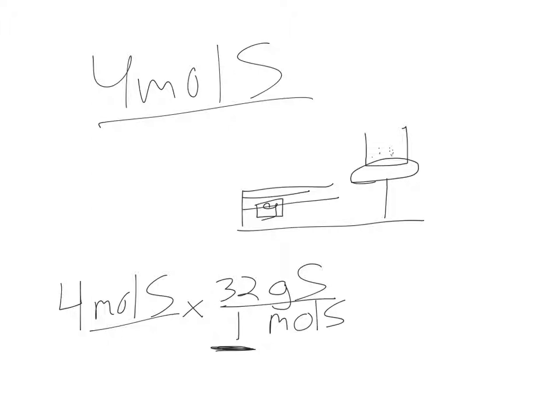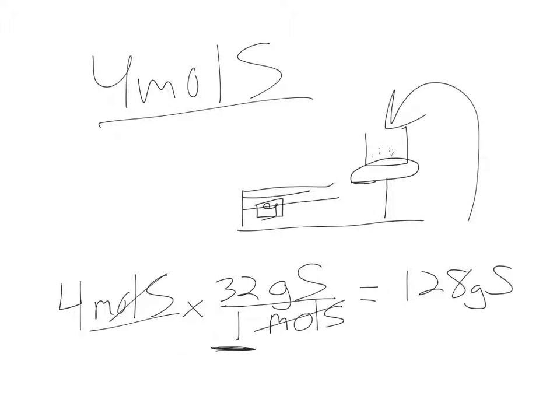The periodic table will only ever give you 1 mole. Those masses listed on the periodic table are for 1 mole of a substance. So I have 4 moles of sulfur times 32 grams of sulfur divided by 1 mole. And that should give me, if my moles of sulfur cancel, and they do, 4 times 32, which is 128 grams of sulfur. So when I go to my balance now, I need to put enough sulfur in there until the balance reads out 128 grams. And then I will have enough for my recipe.